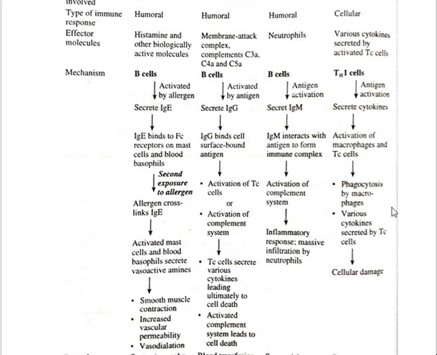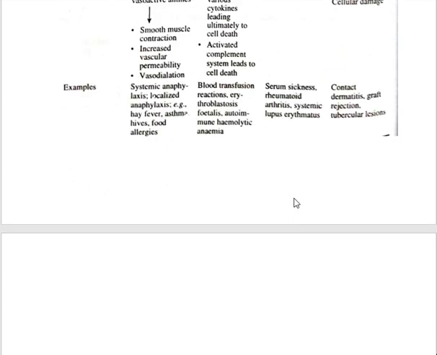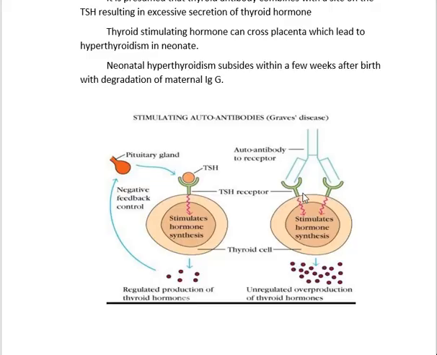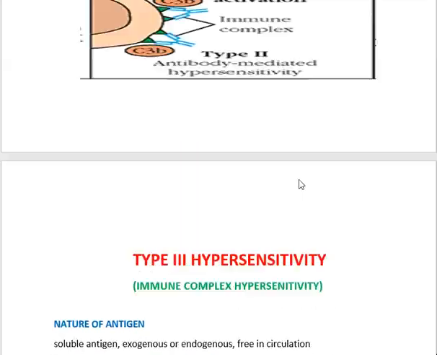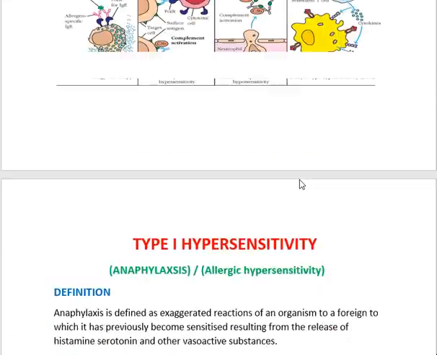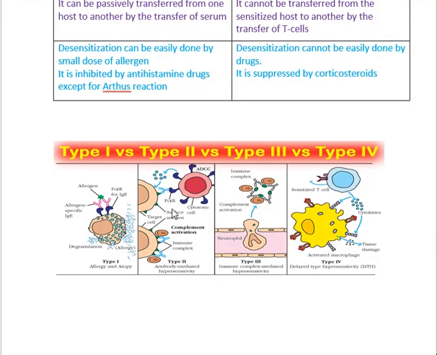So this is the overall view of the four types of hypersensitivity that we have discussed. You can go through the overall tabular form and the diagrammatic representation of the four types of hypersensitivity at a glance, and if you write it in short form also, you can easily gain more marks.